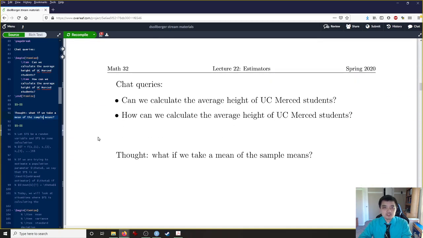So the people in chat are hitting this correctly. Based on what we've seen so far, perhaps the route will be to take an average of the averages, to take a mean of the sample means. Good job.